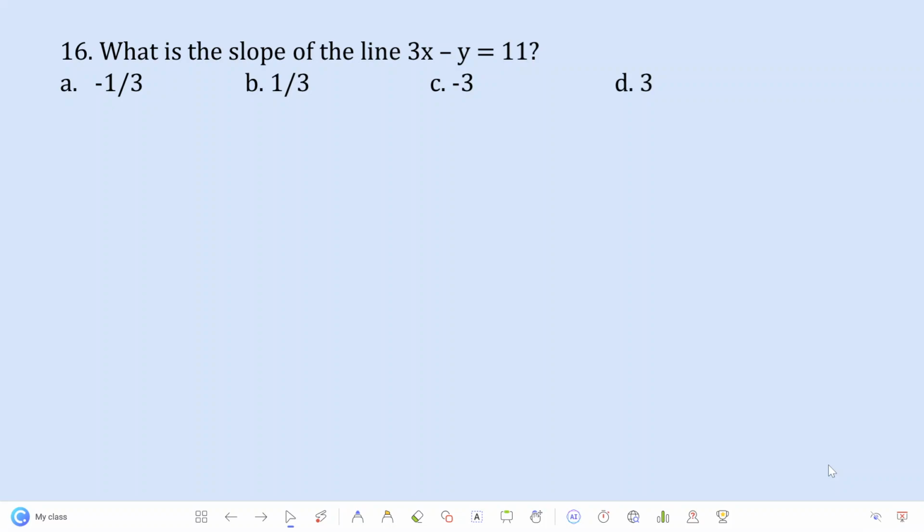Item number 16, what is the slope of the line 3x minus y is equal to 11? Is it A, negative 1/3, B, 1/3, C, negative 3, or letter D, 3? Again, what is the slope of the line 3x minus y is equal to 11? Is it A, negative 1/3, B, 1/3, C, negative 3, or D, 3?